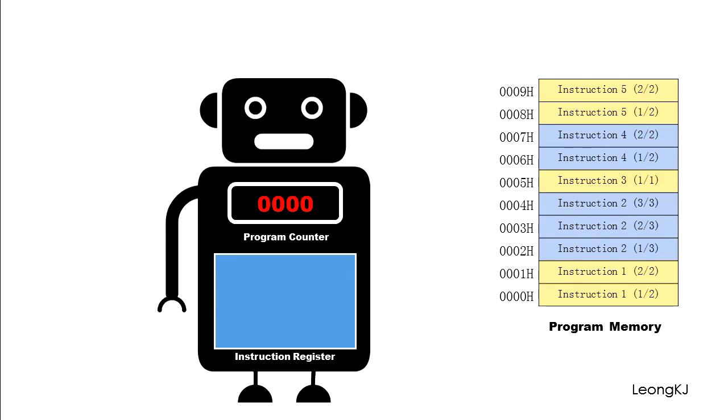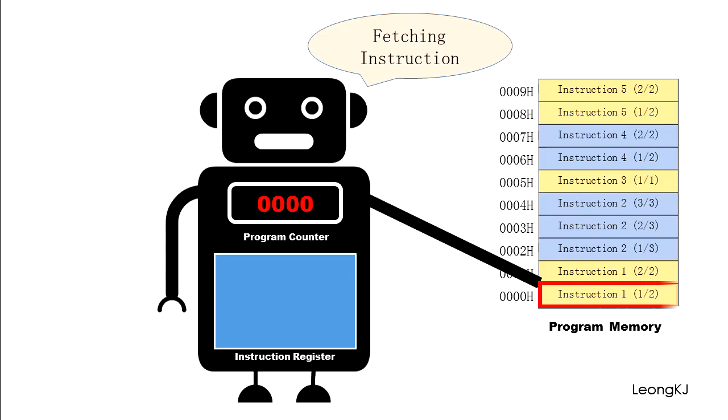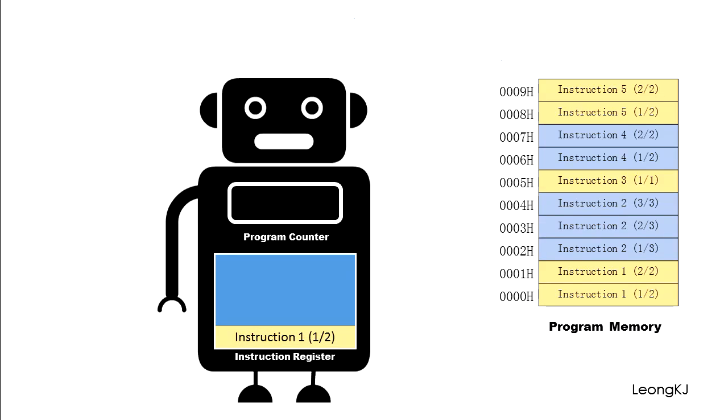The first step of the operation is to fetch the instruction from the program memory. Instruction is fetched from program memory location indicated by the program counter. The current counter value is 0000. The instruction from program memory location 0000 is fetched and placed in the instruction register. At the same time, the program counter is incremented by 1.